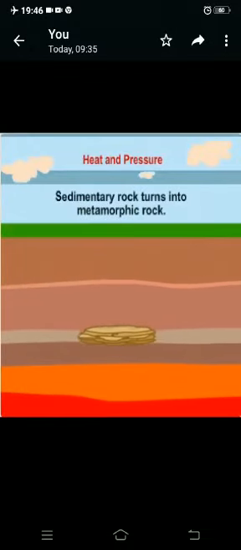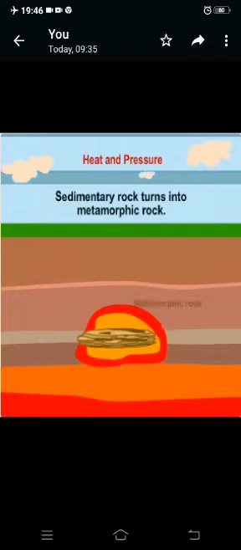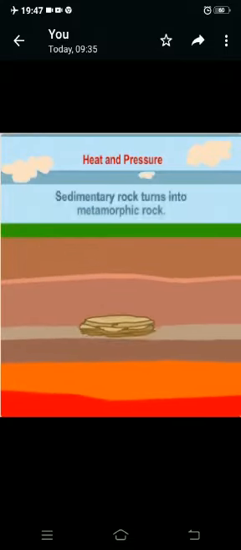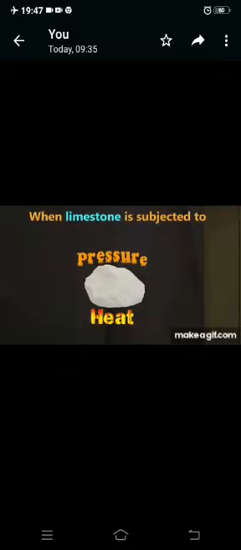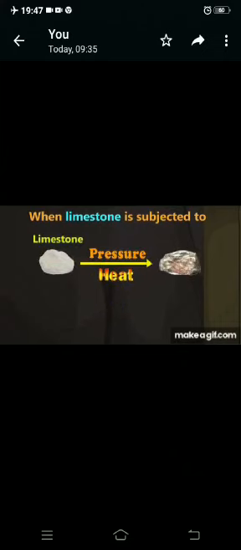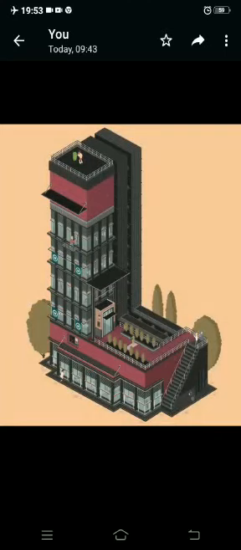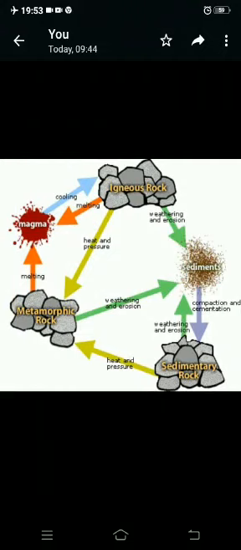Igneous and sedimentary rocks can change into metamorphic rocks under great heat and pressure. For example, clay changes into slate and limestone into marble. Rocks are very useful to us. The hard rocks are used for making roads, houses, and buildings.